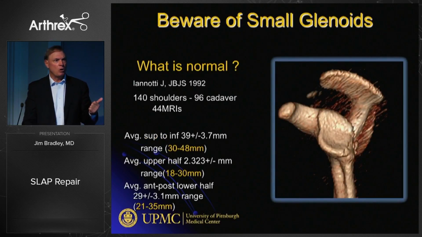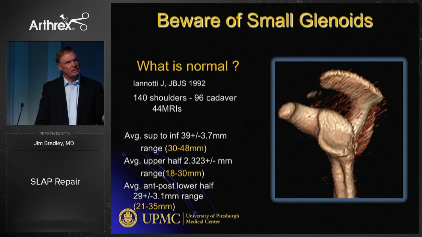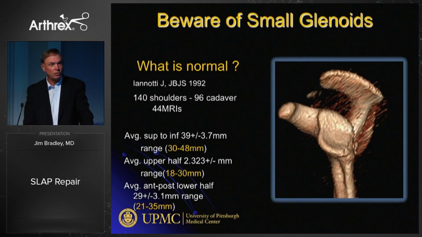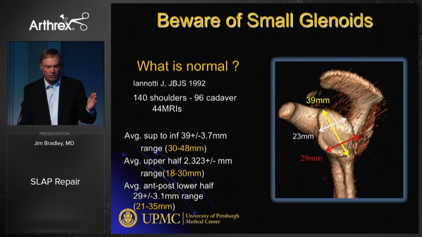So beware of small glenoids. Some of these small gymnasts have very small glenoids. And you say, well, you've got to know what a normal glenoid is, right? Do you know what a normal glenoid is? It should be 39 millimeters top to bottom on average. It's 29 across the bottom, and it's 23 across. And that's Joe Iannotti's study of 140 different glenoids. So that's normal. But look at the range.